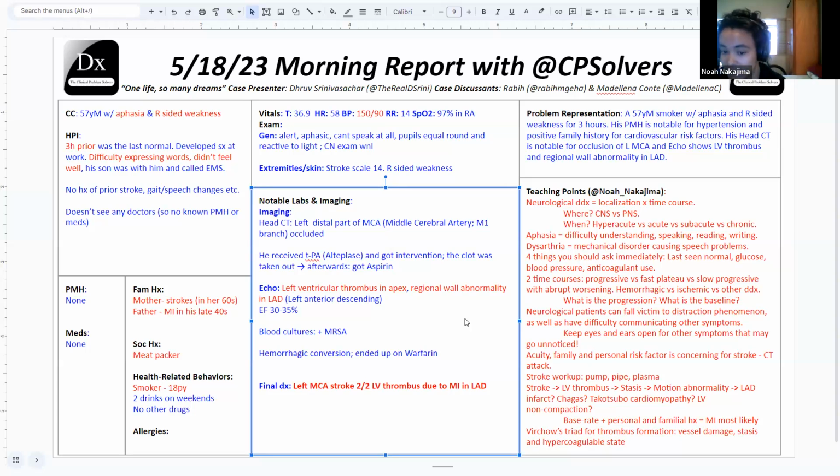So LAD infarct, Chagas maybe if this patient was in Brazil, cardiomyopathy, either genetic or acquired. Base rate and personal and familial history tell us that MI is the most likely cause in this patient. And we also quickly went through Virchow's triad for thrombus formation, which is vessel damage, stasis, and hypercoagulable state. And that's all I have for today.